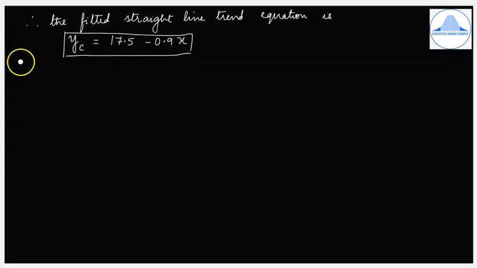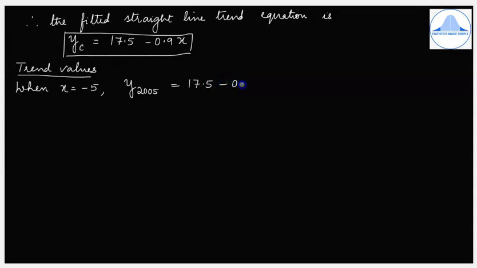Next, they have told us to obtain the trend values. So side heading, I will write trend values. For different values of x, we have to substitute in the fitted straight line trend equation and get the corresponding y values. So when x is equal to minus 5, the value of y, that is for the year 2005, will be equal to 17.5 minus 0.9 into minus 5, which is 17.5 minus into minus becomes plus 4.5, which is equal to 22.